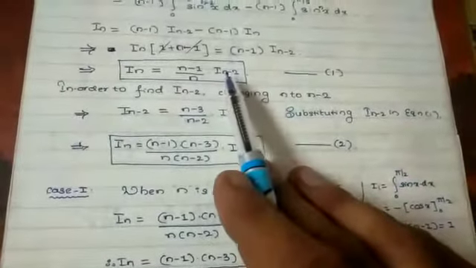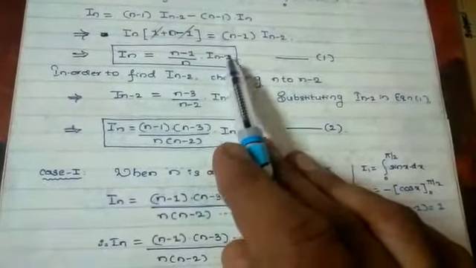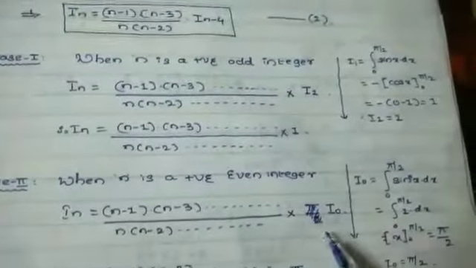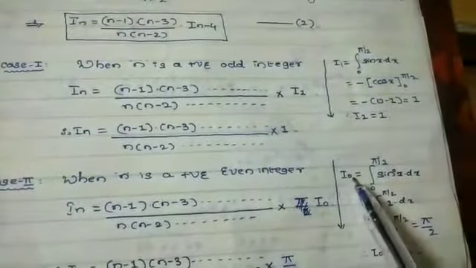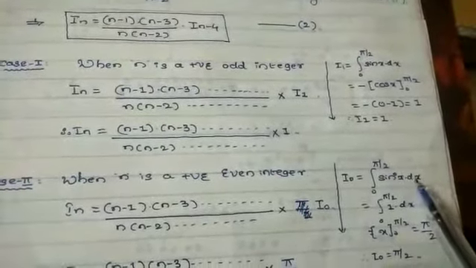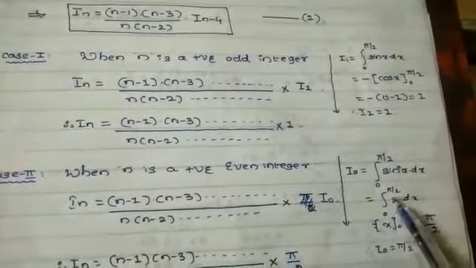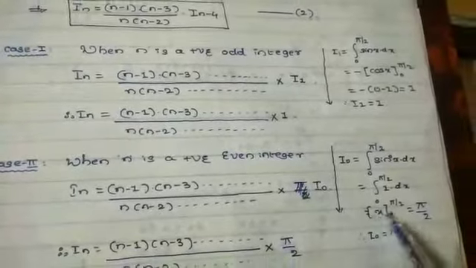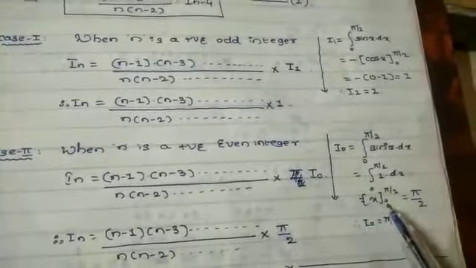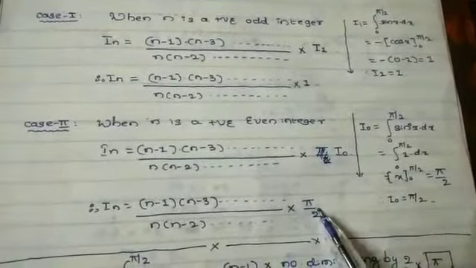Even numbers are 2, 4, 6, 8. If you substitute 2, 2 minus 2 becomes 0. Therefore it is I0. Okay, I0 means what? From the given nth term, integral from 0 to pi by 2 of sin raised to n x with respect to x. If n value is 0, anything raised to 0 is 1. Integration of 1 is x, from 0 to pi by 2, upper limit minus lower limit. So I0 value is pi by 2.